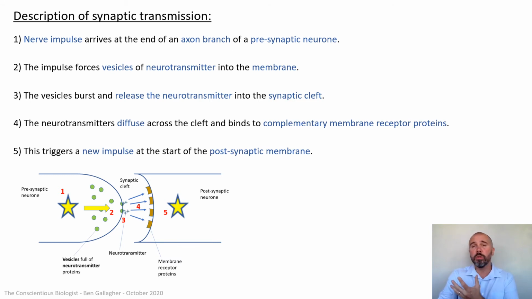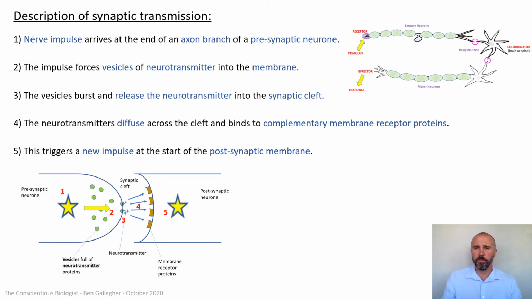So you've got the whole description there. In the exam, if it says, describe the events that happen at a synapse, there you go. Five quick points, but crammed with keywords. Those are what you must include in there.